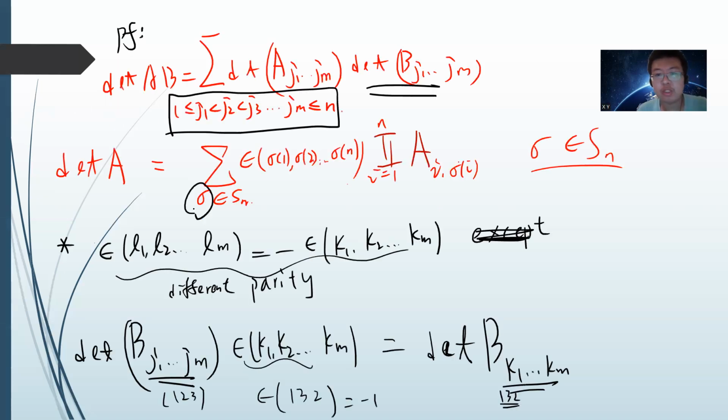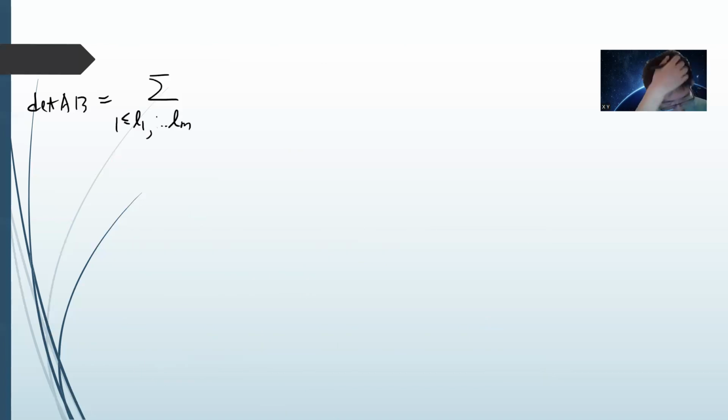Okay, so once we have this and these two definitions, we can start to write down our proof. Our determinant of AB, by definition, we can take L1 up to Lm. Notice there is no order here, because by definition your determinant comes from any permutation. So the permutation need not be in order. You take epsilon L1, L2, as we just said: given a permutation, you compute the sign.